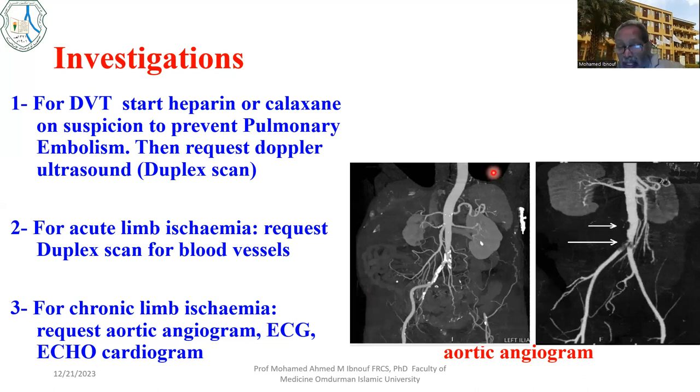This is an angiogram, and it shows atheromatous plaques here at the lower end of the aorta and in the common iliac on the right side, while the left side is completely obstructed. Here, there are filling defects. These are also atheromatous plaques obstructing the lower end of the aorta and the upper end of both common iliac vessels.